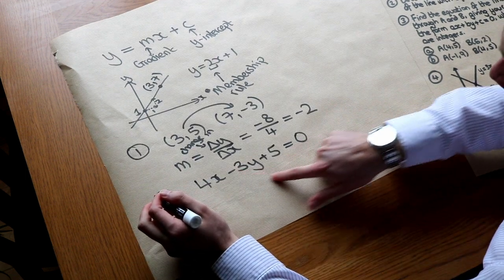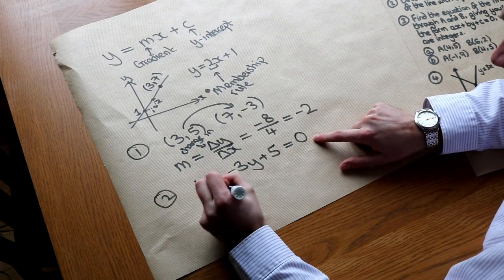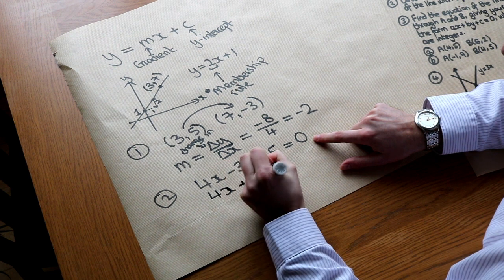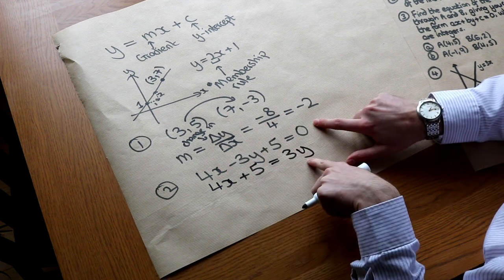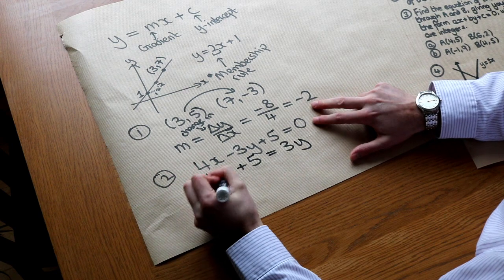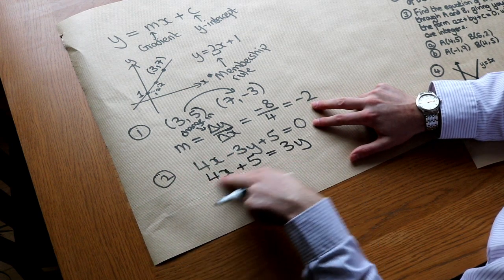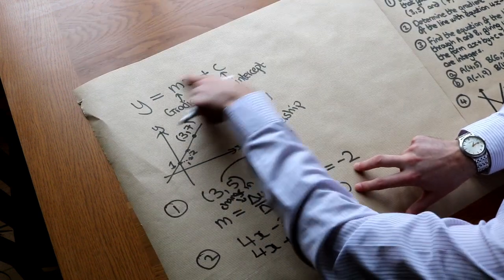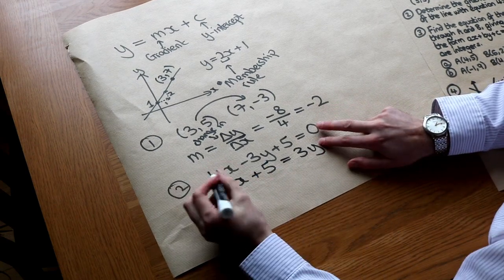So I want to move this minus 3y to the other side, so I'm just going to add 3y to both sides to try and make y the subject. And then to make y the subject, I can just divide both sides of the equation by 3. Now you could put the whole thing over 3, but it doesn't put it in this form. I would divide each individual term by 3.